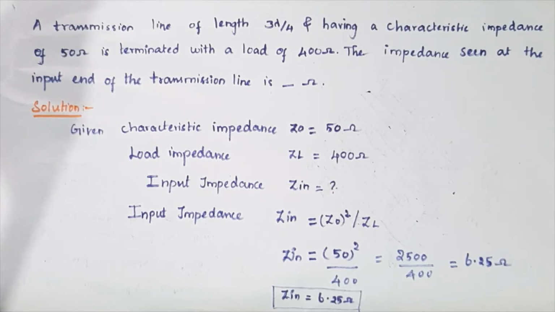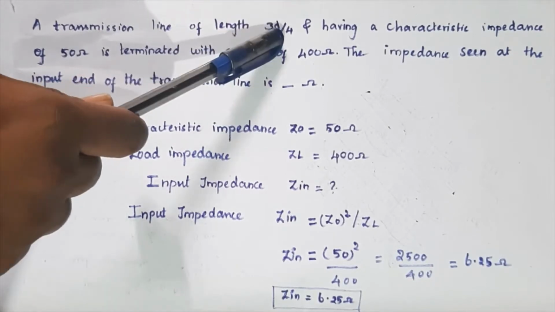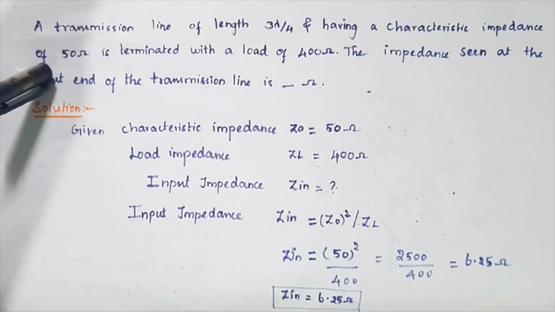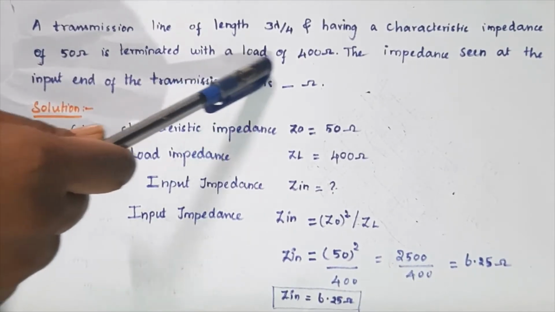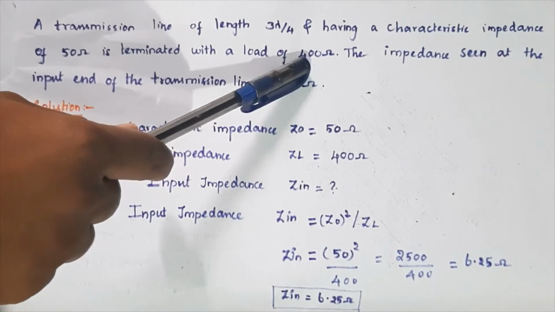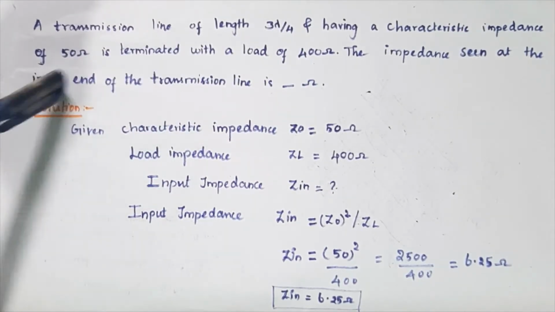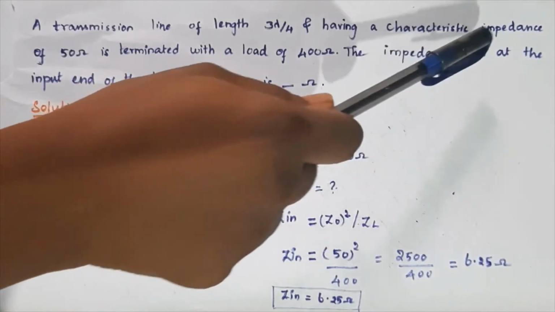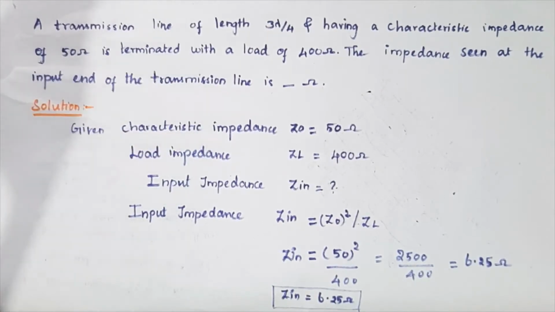In this problem, we have a transmission line of length 3 lambda by 4 and characteristic impedance is also given, that is 50 ohm, and load impedance is also given, that is 400 ohm. So here we have to find the input impedance, that is, the impedance seen at the input end of the transmission line.